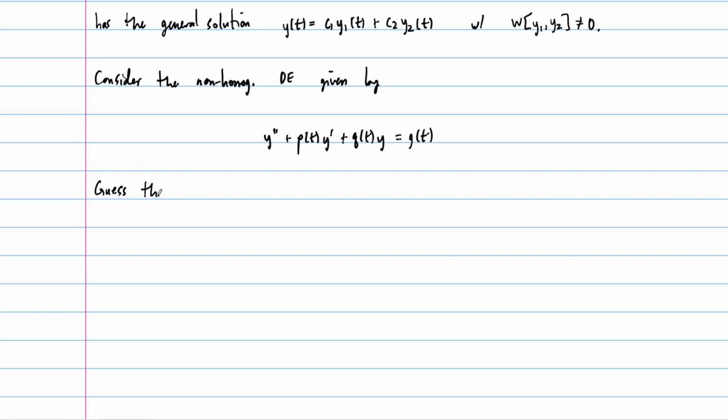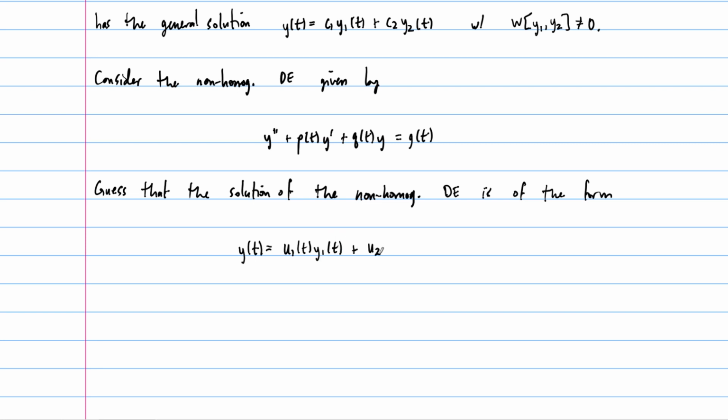We have to work through all the details of it, but we are going to guess that the solution of this non-homogeneous DE is of the form y of t equals, and I'm going to allow these parameters to vary, these constants, so I'm going to replace them with functions. I'm going to call it u1 of t times y1 of t plus u2 of t times y2 of t. All right, we'll call this equation star. We're going to have a bunch of equations that we label so that we can refer to them later in this derivation. So this is the main idea.